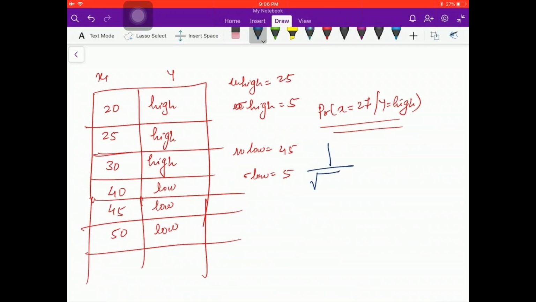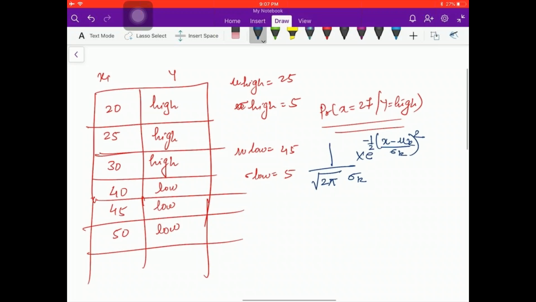1 divided by root of 2 pi sigma k, e to the power minus half, x minus mu sigma k, whole square. Use this equation, use a calculator, and tell me what is the probability of x equal to 27 given y equal to high. So basically k equal to high. Everything you have been given, you just have to put in the value and we'll get the answer. Whatever it may be, you tell me the answer. I will make sure that everyone finds out the answer.